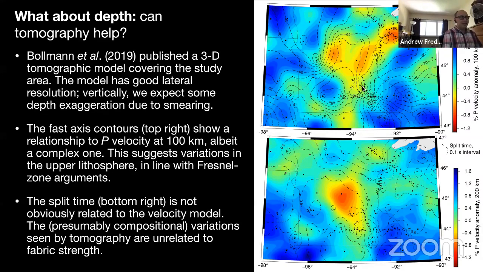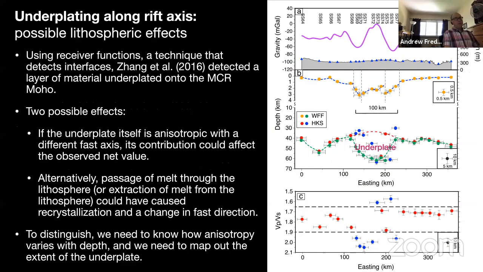So we're seeing variations in the upper lithosphere. Whereas if you look at the split time, it's not obviously related to the velocity model in a simple way, though it does seem to follow the deeper model a little better, which is why this lower plot is a 200 kilometer slice. So anyhow, I'll skip past this, but this is a receiver function result, and it's just showing that there's an indication of an underplate associated with the rift axis.